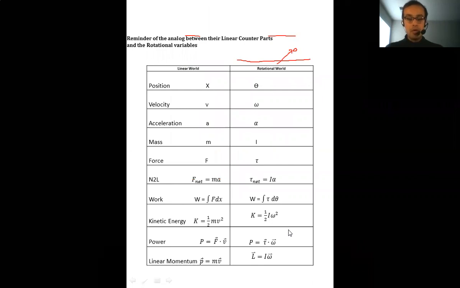All right. So this is just a big handy table interrelating the analog between linear counterparts and rotational variables, because you can kind of think of rotational motion as linear motion that's happening in a circle. That's kind of a weird way to think about it, but there definitely are analogs. So in position, what we call x in the linear world, we refer to as theta in the rotational world. Velocity v is called omega in the rotational world. That's the rotational velocity, or the angular velocity. Acceleration, a, becomes alpha, or angular acceleration.